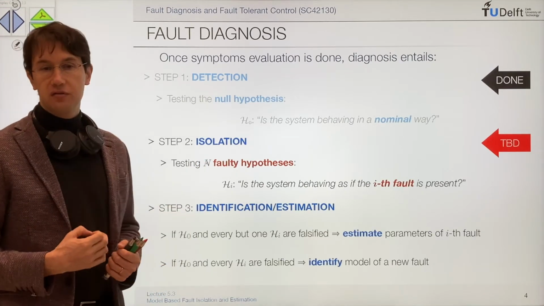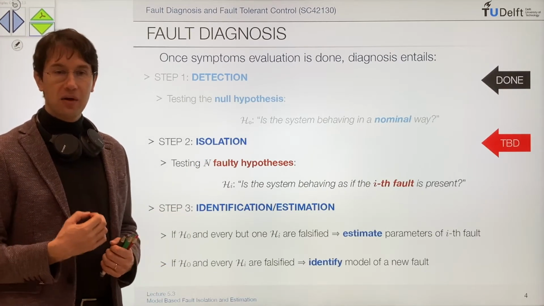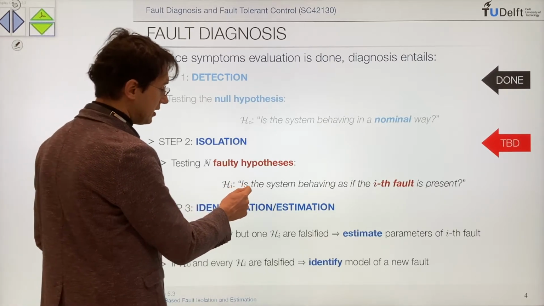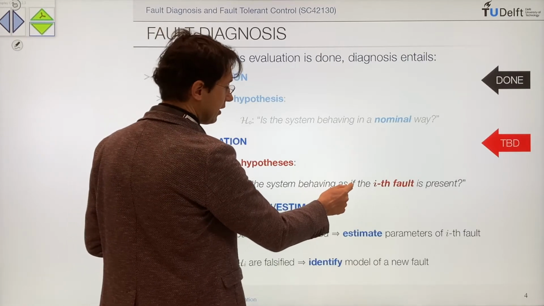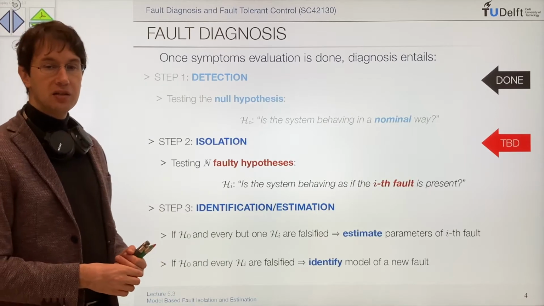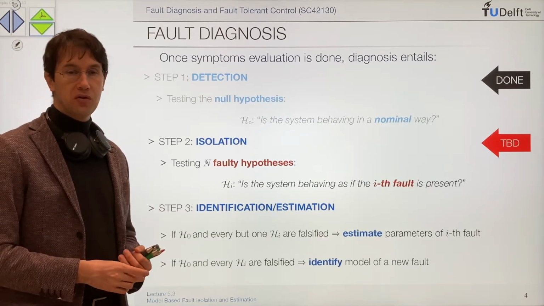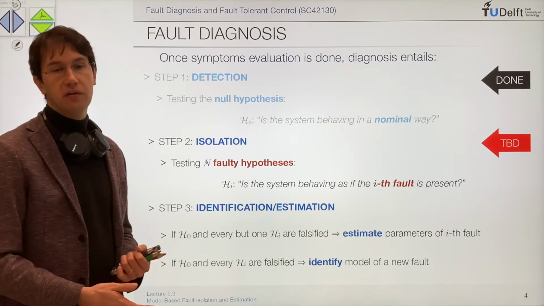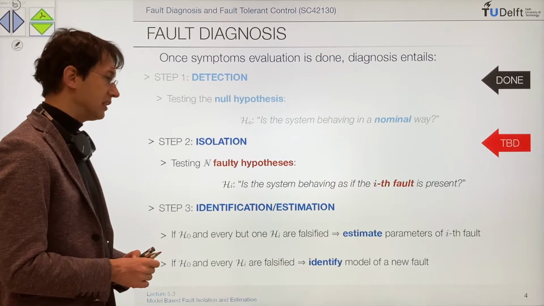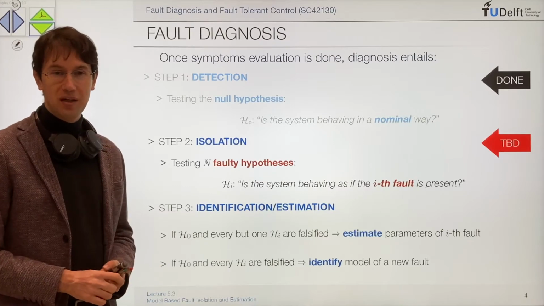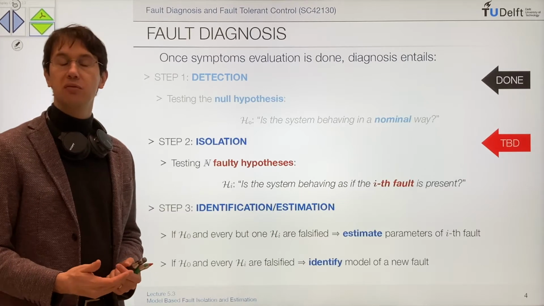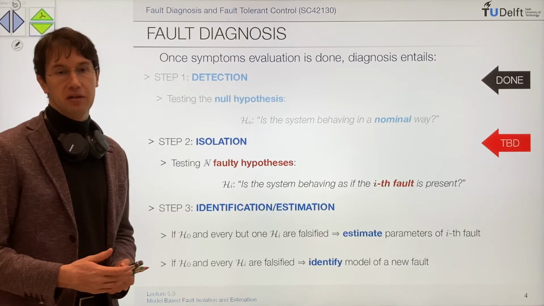For each of these elements, we have a corresponding hypothesis. And the hypothesis is asking, is the system behaving as if that fault is present? And we need to either confirm or falsify it. Well, actually, the only thing that we can do is to falsify it. Confirming a hypothesis is an ill-posed problem, because if you get new evidence, a hypothesis that wasn't falsified before can be falsified later.